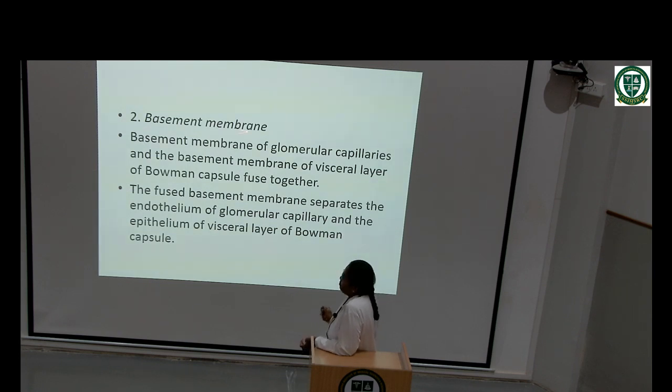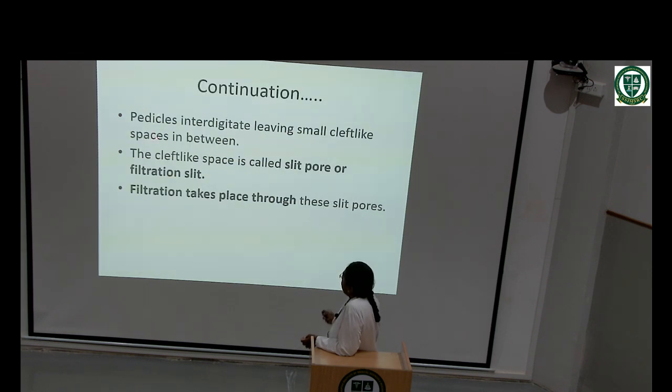Second is the basement membrane. The basement membrane of the glomerular capillaries and the basement membrane of the visceral layer of Bowman's capsule fuse together. This fused basement membrane separates the endothelium of the glomerular capillaries and the epithelium of the visceral layer of the Bowman's capsule. In between, the pedicles interdigitate, leaving a small cleft called the filtration slit or slit pores through which filtration will take place.